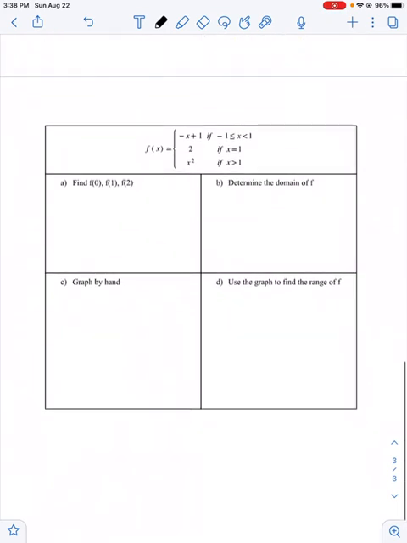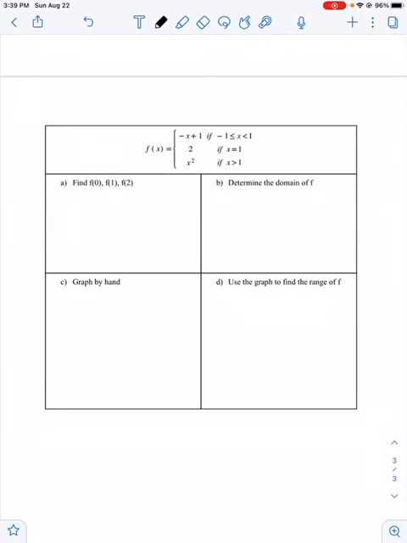Alright, so we are going to now graph a piecewise function. And so we have this one that is negative x plus 1, and 2 if x equals 1, and then x squared, x is greater than 1. And so to graph this, we're going to graph it in part C. But first we're going to find f of 0, f of 1, and f of 2.